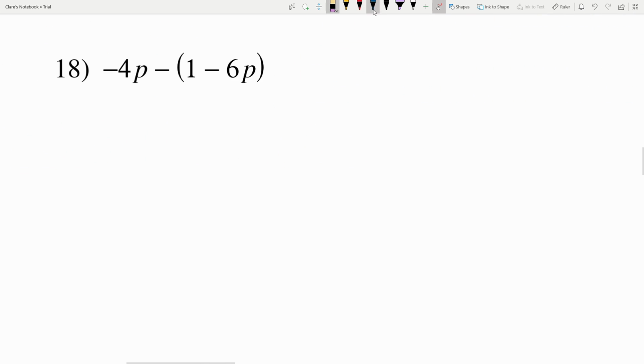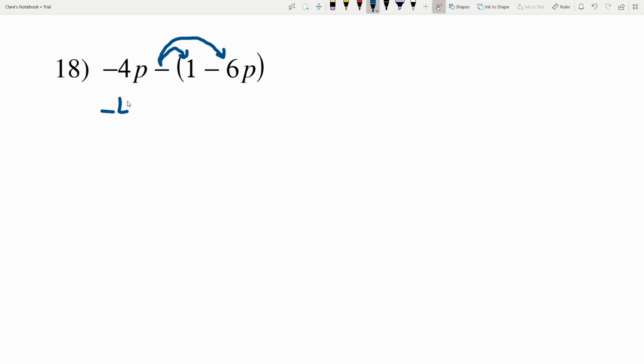Now in number 18, I'm going to have to distribute, and it may look a little interesting because I don't have a number out here that I need to distribute, but because I'm subtracting this quantity, that's kind of like subtracting 1 times the quantity, right? And if I'm subtracting a 1 minus 6p, I'm subtracting the 1, and I'm also subtracting the subtraction of 6p. So I'm kind of going to just distribute this minus sign in there, or you can think of it as distributing in a negative 1.